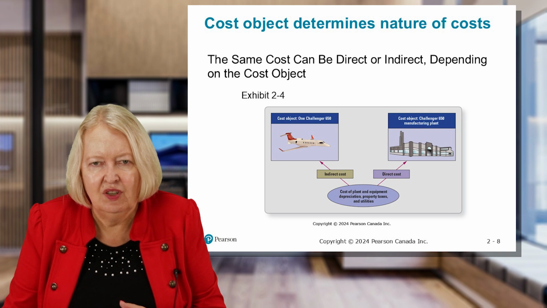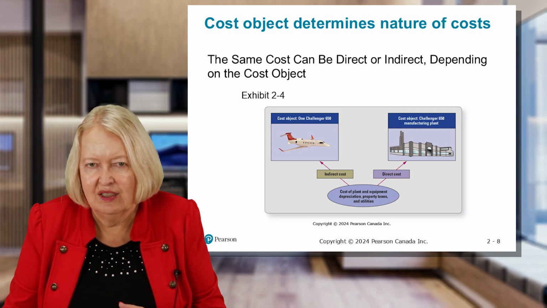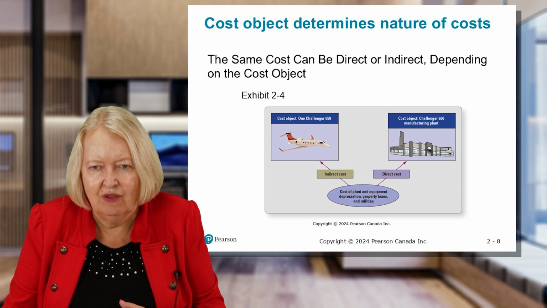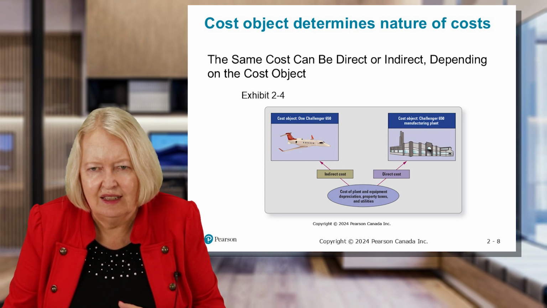It's important as well to recognize that some costs can be direct or indirect. It depends on the cost object. So if you're making an aircraft, some of the cost of the manufacturing facility would be indirect, whereas if your cost object is the plant, then all of the costs related to the plant become direct.